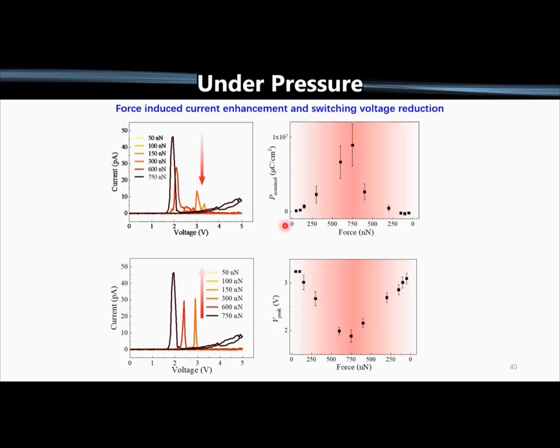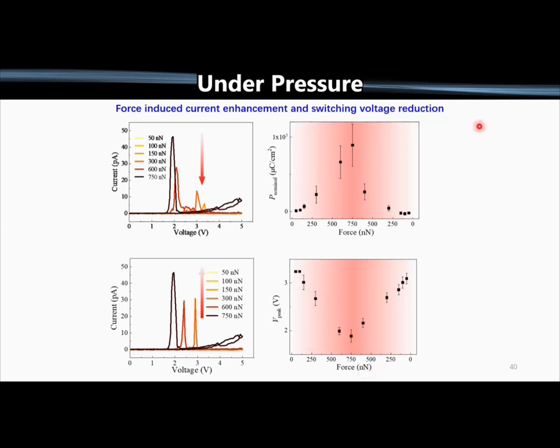And since we have an idea of what the size of our tip is, we can estimate the polarization associated with this switching related current. We can see that the polarization ends up being quite high, much higher than you would expect from bismuth ferrite. You can see the force dependence of it, and you can also see the shift of the switching voltage, or the location of the peak, as a function of force.